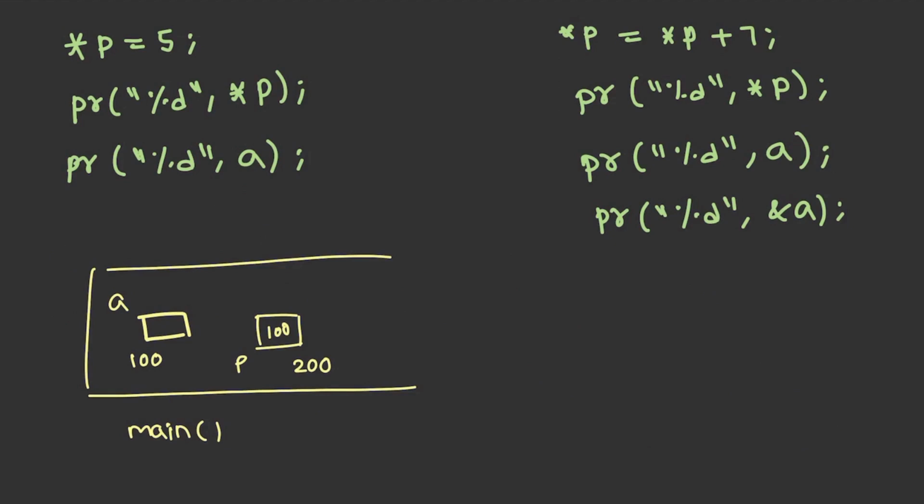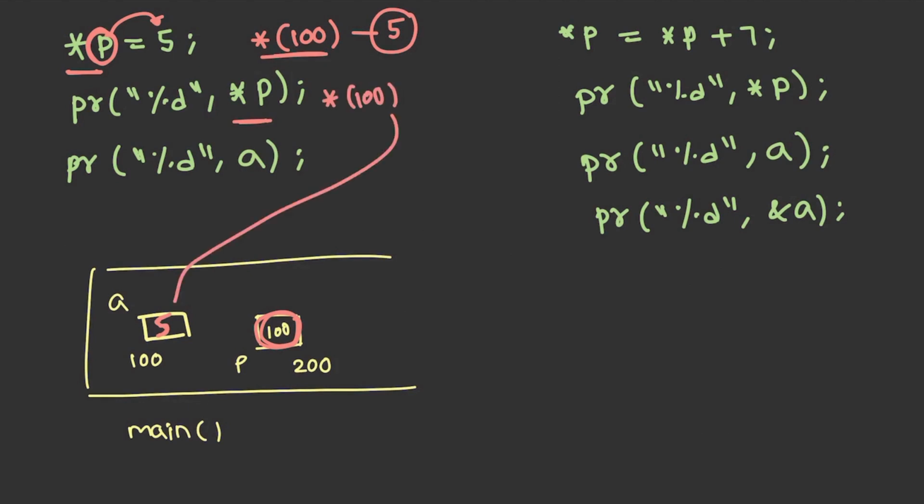Let's try to dig further. Suppose, for example, the value at this address location has to be modified to 5. The value of P is 100, so the content at this location has to be modified to 5. So the value will be modified as 5 here. Now I am trying to print the content at this location, which is equivalent to 5. Similarly, if I try to print the value of A, it is also equivalent to 5, and 5 will be printed. Let's continue.